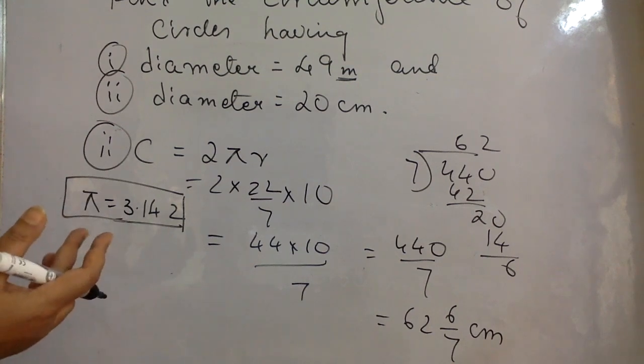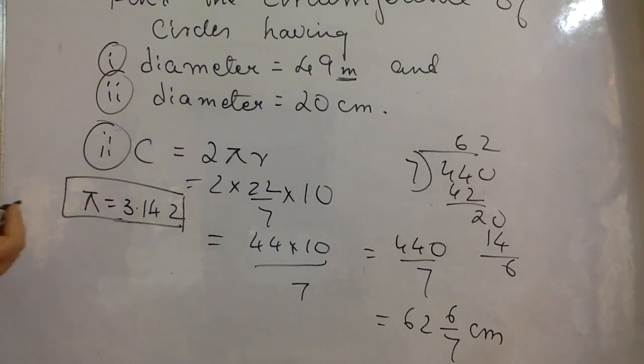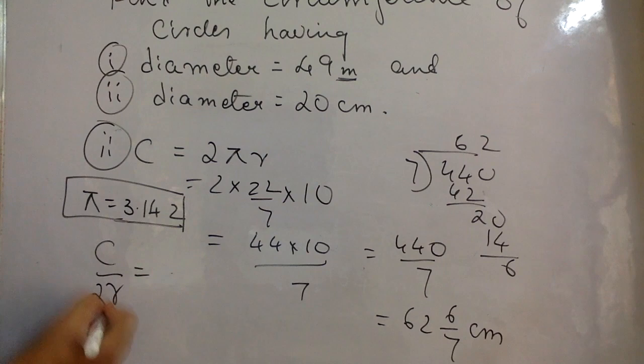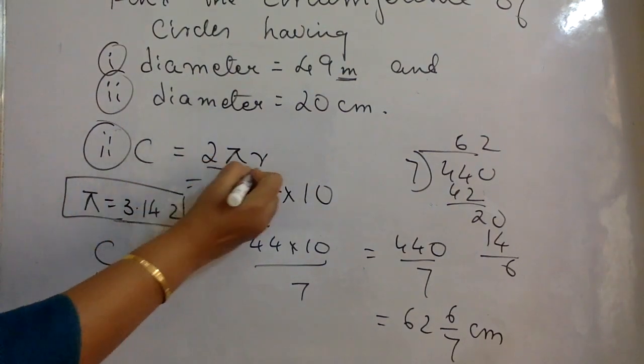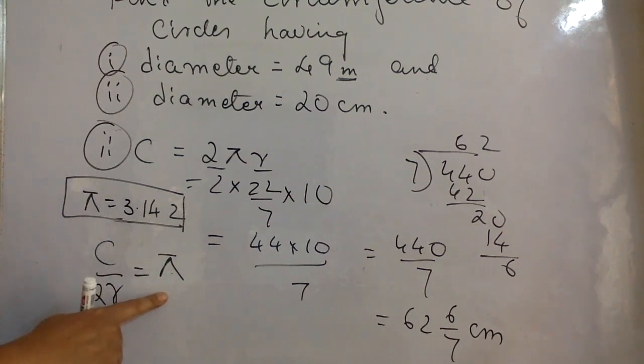Now why is pi 22 by 7 only? Now if I bring this r this side with some cross multiplication, and then the 2 also I am bringing it down, this 2 and this r I am bringing under the c, okay, then pi is left.